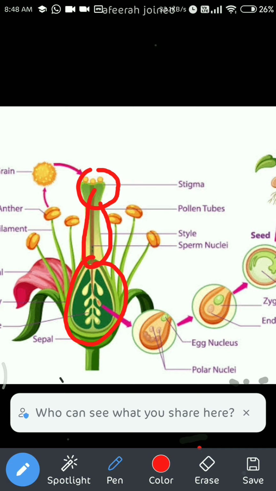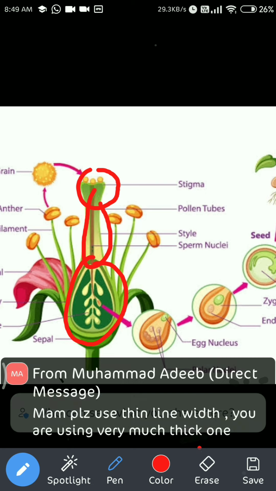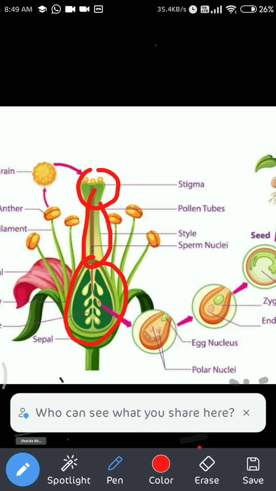Now, these are the different parts of a flower. And I'll give you a little idea about fertilization here. Before fertilization, pollination is a process that helps in fertilization. Pollination is the transfer of pollen grain from the anther to the stigma. I'll show you, here you just see.